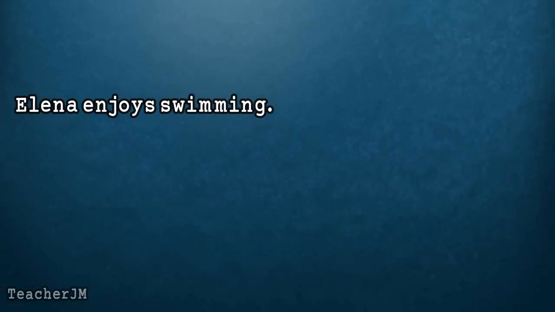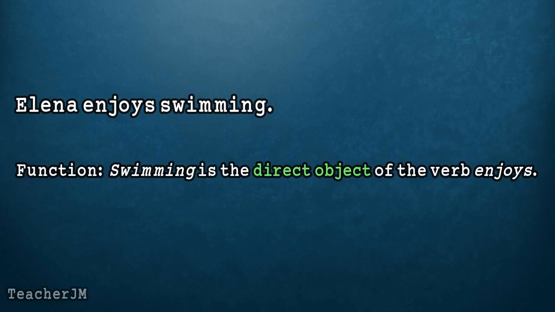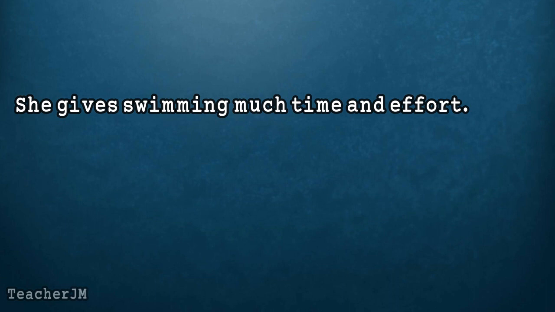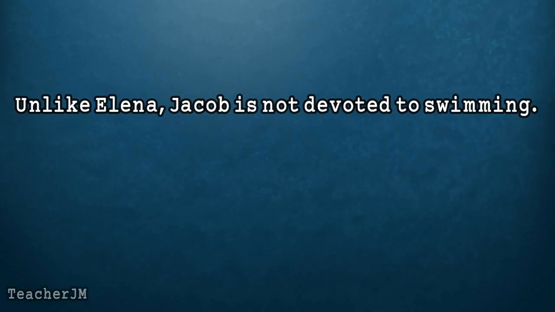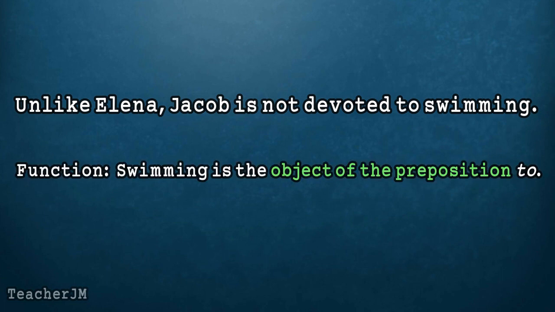Elena enjoys swimming. Swimming is the direct object of the verb enjoys. She gives swimming much time and effort. Swimming is the indirect object. Unlike Elena, Jacob is not devoted to swimming. Swimming is the object of the preposition to.